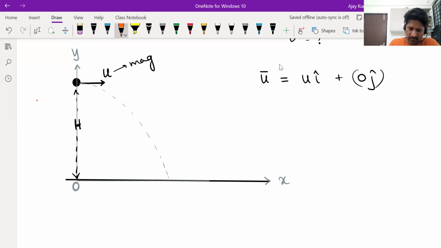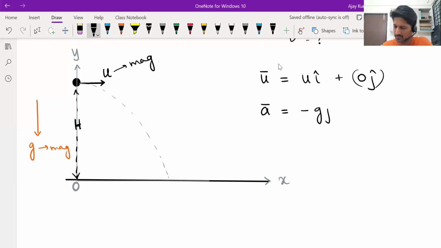Next thing we know is that acceleration due to gravity will be downwards. Acceleration due to gravity is g. g is the magnitude, and you know the direction. Aishwarya, tell me how to write acceleration as a vector. Its magnitude is g, direction is downwards. Minus j cap. Minus g j cap.